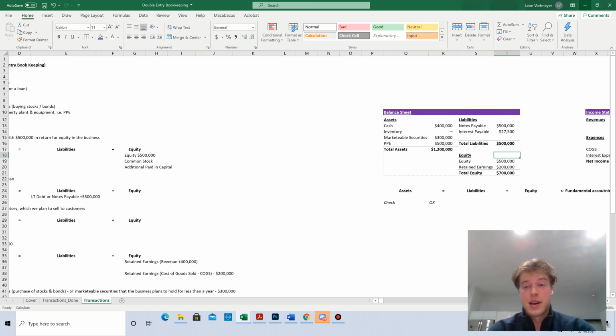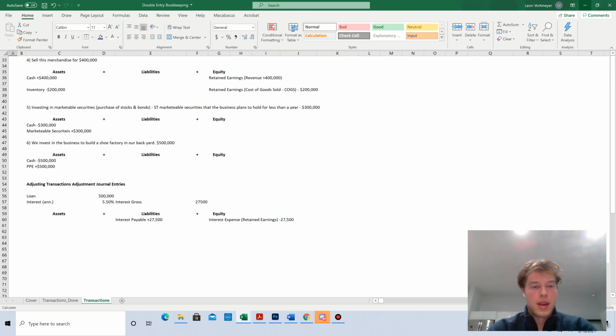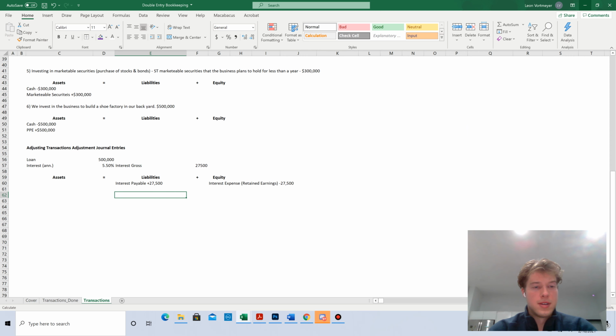and then we're going to also take this out as an expense from retained earnings. Retained earnings was $200,000. But now it's $200,000 minus $27,500. Boom. Now we're going to add this to the liability sum formula. Boom, and again, rebalance, as is expected. Okay, so we accrued that interest in interest payable.